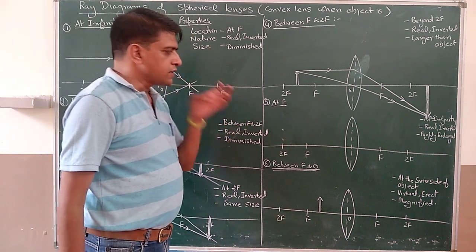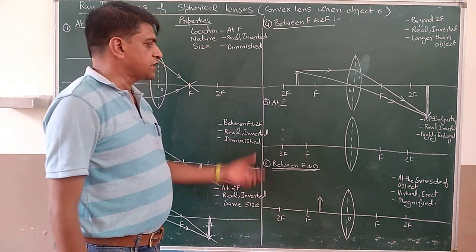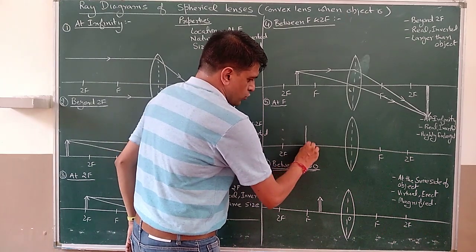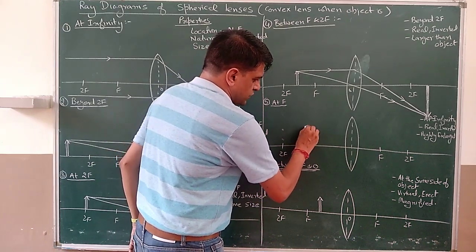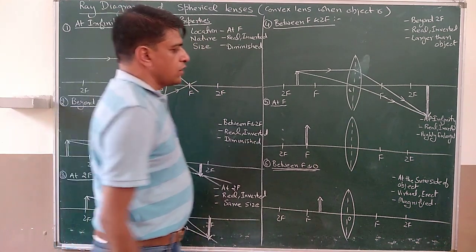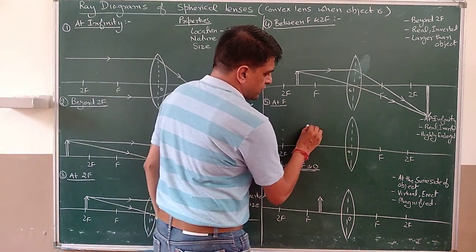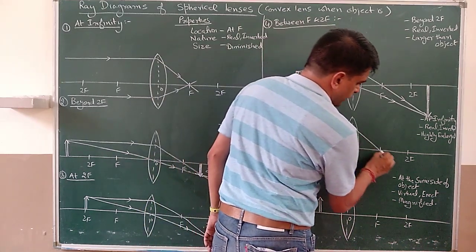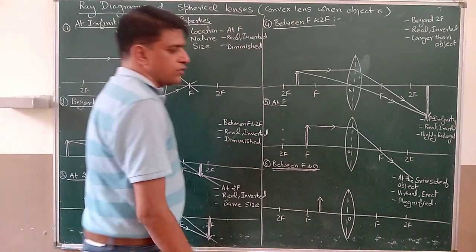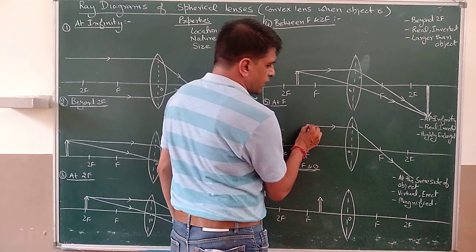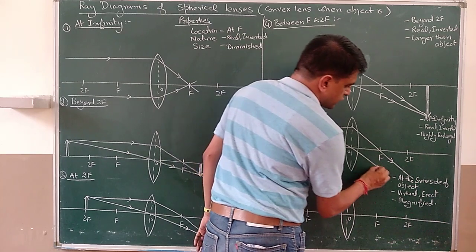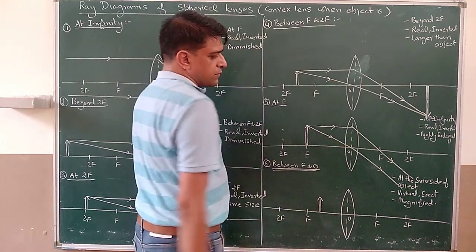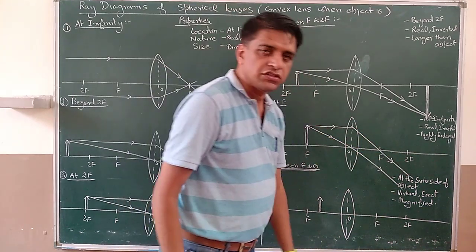Now it is the fifth case. If the object is placed at F, suppose this is your object. Now according to the rule, the first light ray is parallel to the principal axis and after refraction it will pass through the focus obviously, and the second light ray will pass through the optical center, but both the light rays become parallel to each other.